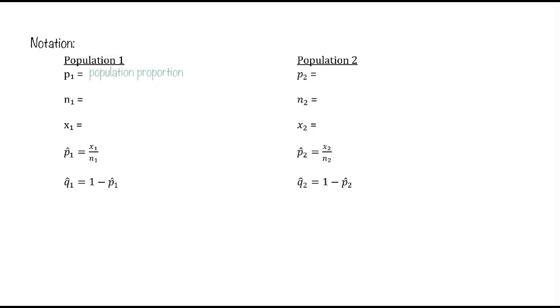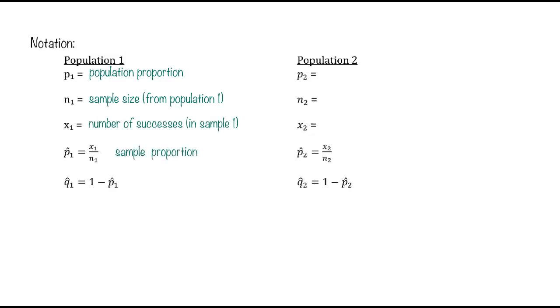We will use P1 to notate the population proportion for the first population. N1 is the size of the sample that came from population 1. X1 is the number of successes in this sample, and P hat 1 is the sample proportion from this population. We calculate this by finding the quotient X1 divided by N1, and Q hat 1 is 1 minus P hat 1. The same can be said for the other population.